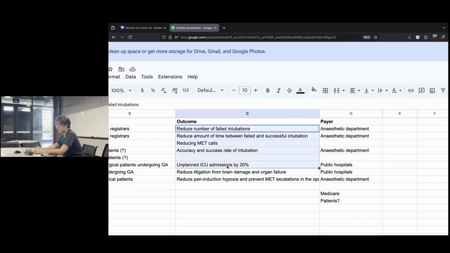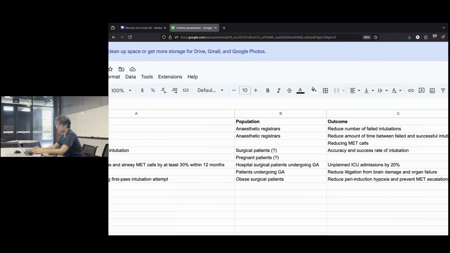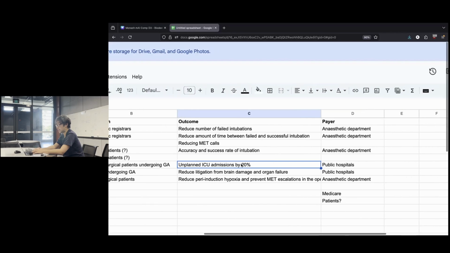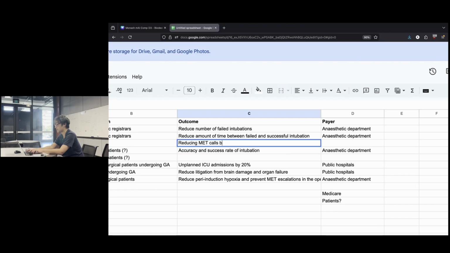In terms of outcomes, I really liked this one here, where you were thinking about percentages and what actually moves the needle. Because if you just say reducing MET calls, by how much? How much is important for the hospital, so that they would actually pay for it. If you reduce MET calls by 1%, no one cares. But if you reduce MET calls by 10%, that is a huge difference. If you reduce MET calls by 100%, they'll pay anything for it.